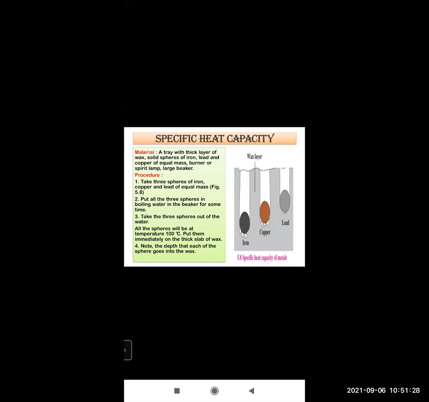Note the depth that each of the spheres goes into the wax. What we have to do is measure the depth, meaning which sphere goes very deep into the wax, because all three are heated to the same temperature, right? So this is the activity we have to perform. Now after doing this activity, what are the conclusions? Let's go through the observations.